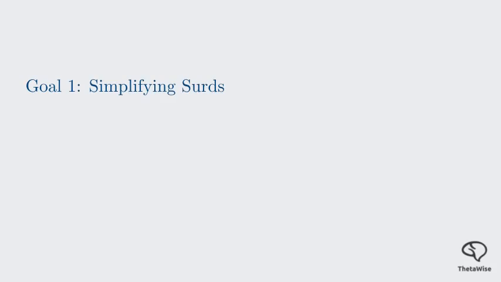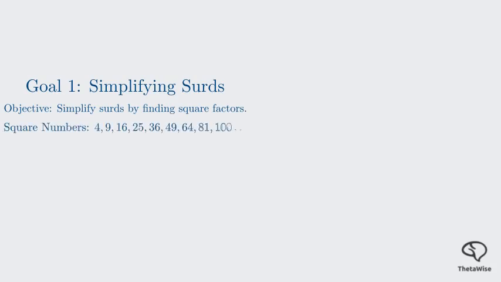Let's begin with our first goal, simplifying surds. To simplify a surd, we look for the largest square number that is a factor of the number under the root. Recall your square numbers: 4, 9, 16, 25, 36, 49, 64, 81, 100, and so on. We use the rule that the square root of a times b is equal to the square root of a multiplied by the square root of b.